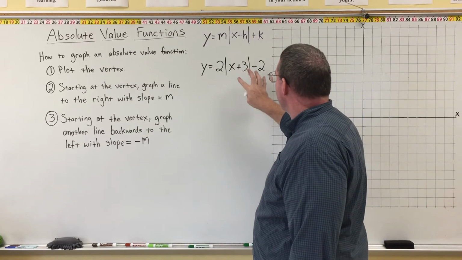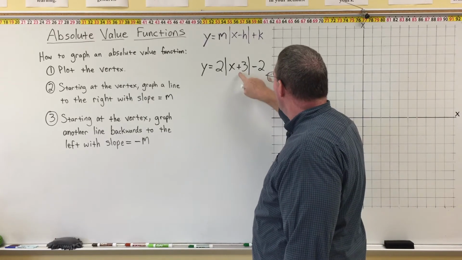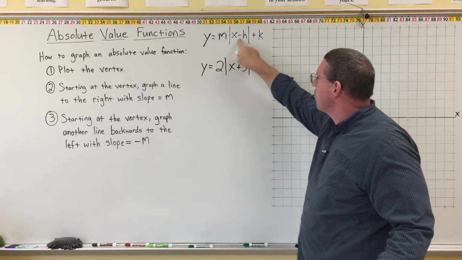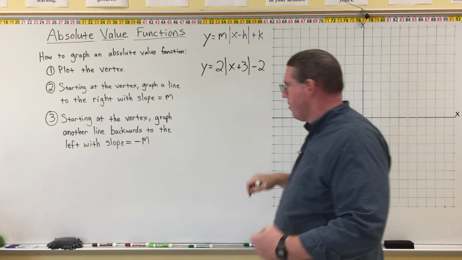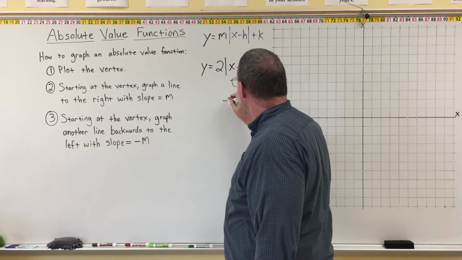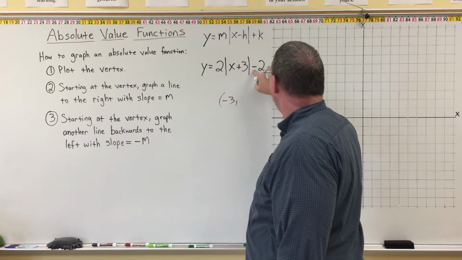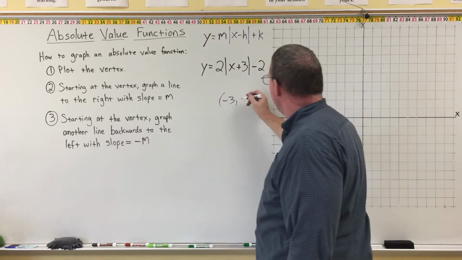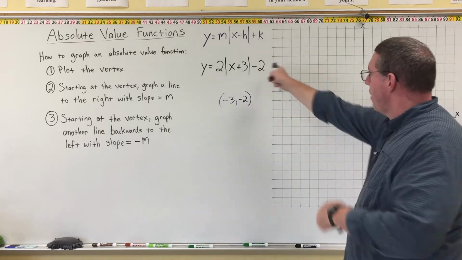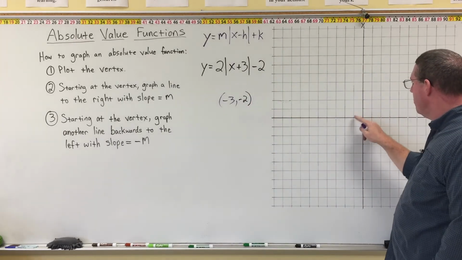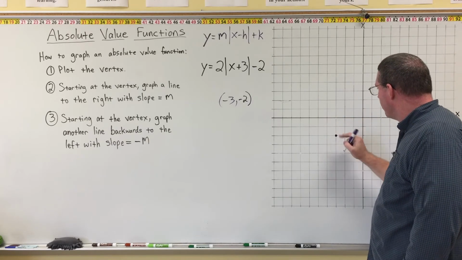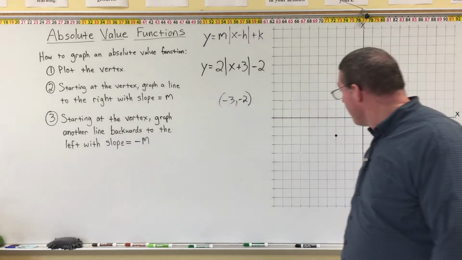Well, what is the vertex of this particular absolute value function? Well, I have x plus 3, and remember, if I have this plus 3 here, I kind of have to switch the sign because it's minus h, right? So the opposite of positive 3 is negative 3. So the vertex is at negative 3, and whatever you see here, that's negative 2. So negative 3, negative 2, that is the vertex of this absolute value function. So I'm going to go to negative 3, then 1, 2 down to negative 2, and I am going to plot a point right there. That is the vertex of the absolute value function.